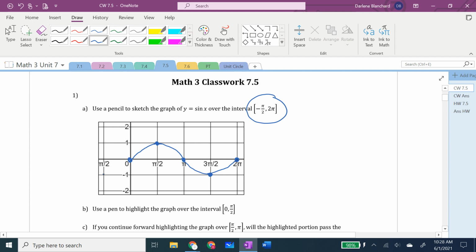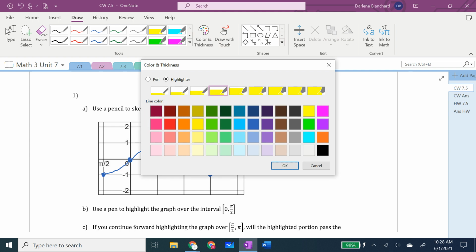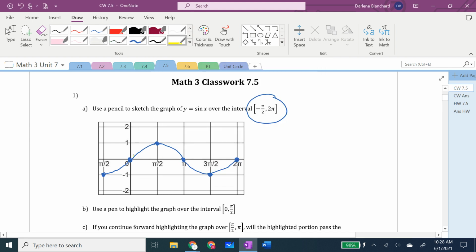If I go backward over to negative pi over 2, then I will see that sine there is at negative 1. Now, I want you to highlight 0 to pi over 2. I'm going to use a highlighter. Let me make it smaller. So 0 to pi over 2, just that piece right there. Just highlight that.